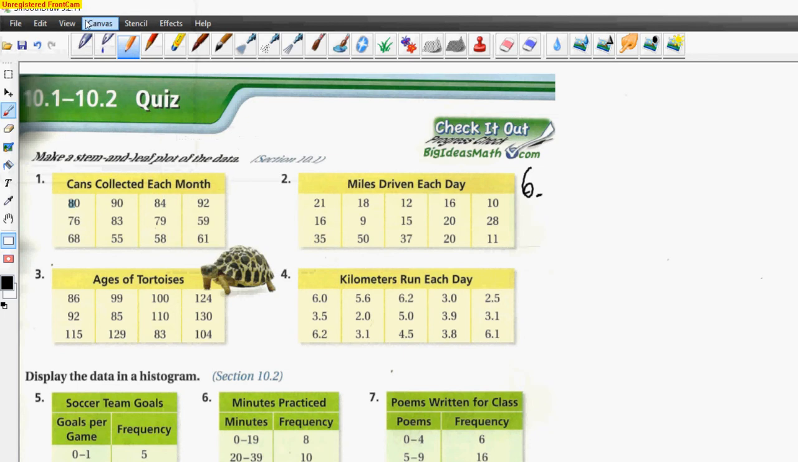Okay, we're at number 6. What is number 6 saying right now? It says minutes practice. What's the first thing we're going to do? Okay, we're dealing with a histogram again. So we are going to create our graph. You got it. Let's create our actual graph and get that going. All right, I'm getting there. It's a little bit better.